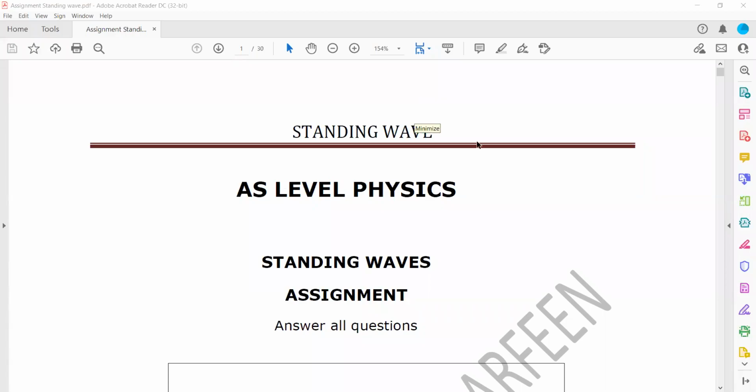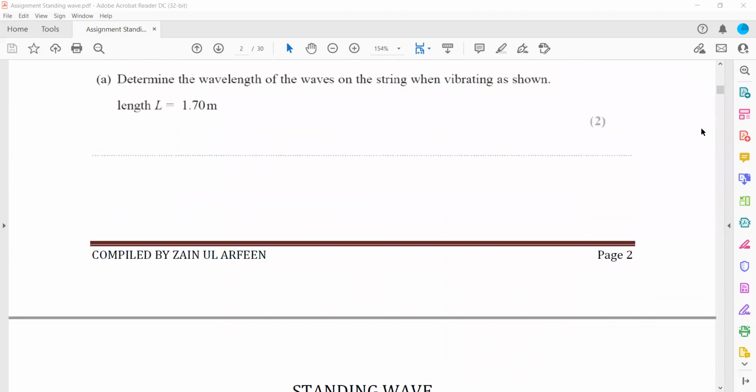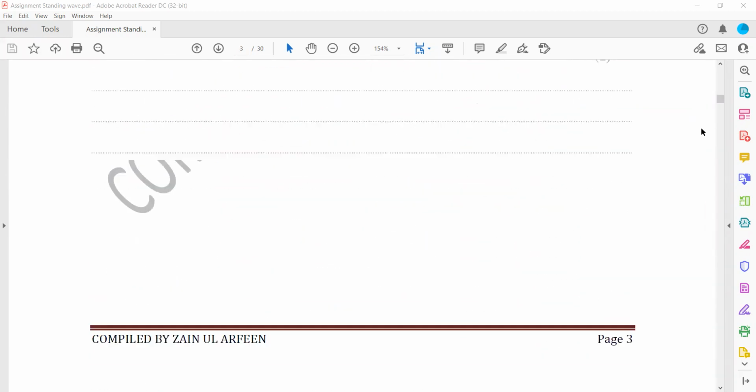So, the assignment related to standing waves. We'll mainly discuss the questions related to standing waves. Some of the questions might be from interference, but because we have not completed that topic yet, we will skip them for now, and later after completing the topic, we will do the interference questions as well. Only questions related to standing waves.